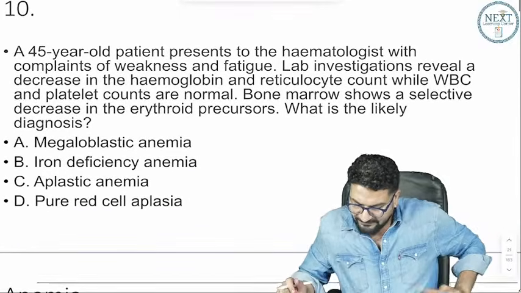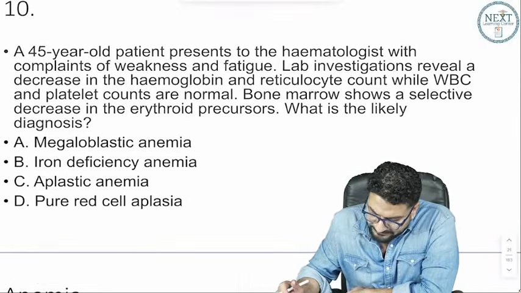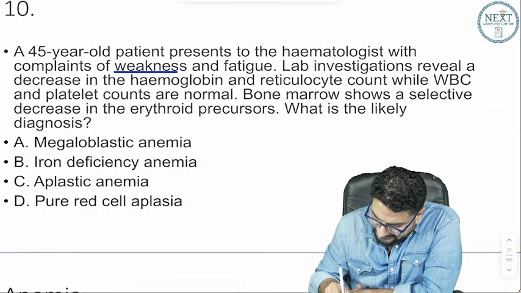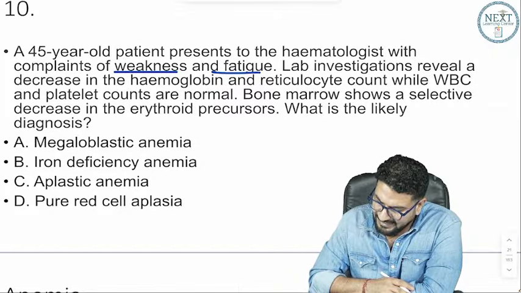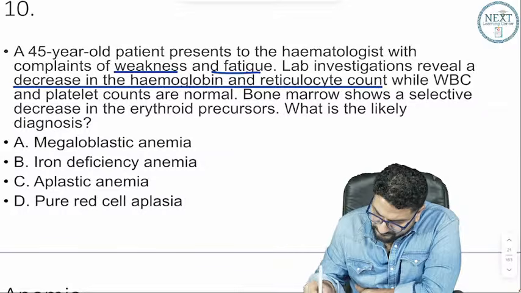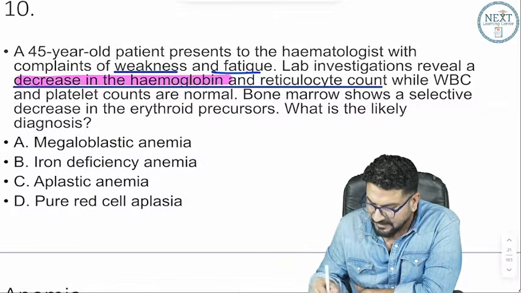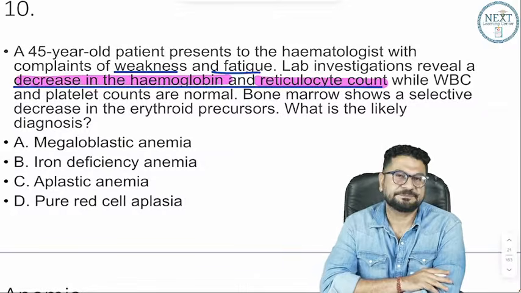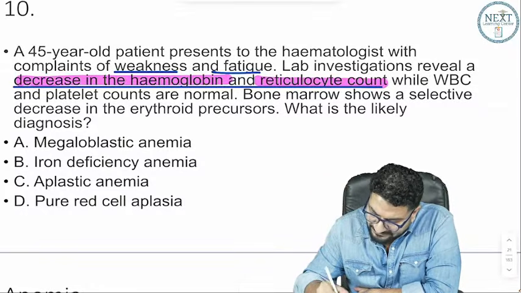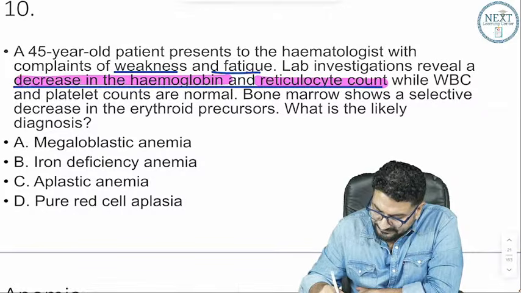Now, a 45-year-old male patient presented to a hematologist with a complaint of weakness and fatigue. Lab investigation reveals a decrease in hemoglobin and reticulocyte count. Hemoglobin means RBC, reticulocyte count means baby RBC. Baby RBC, adult RBC, both are less, while WBC and platelets are normal. So they are telling you WBCs and platelets are normal.